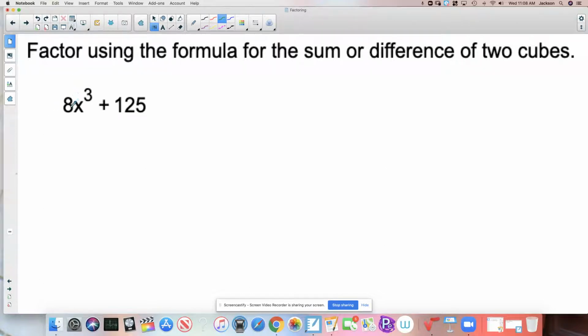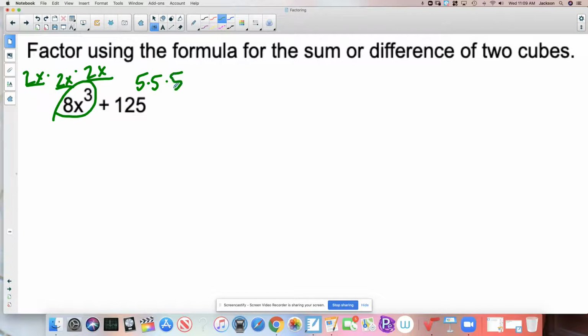But what we can look for is, are these both perfect cubes? Is it possible to produce 8x cubed by doing something times something times something? Now, obviously, we can use an x in each one of those factors, right? But can I produce 8 by multiplying the same number by itself 3 times? And yes, 8 is 2 cubed. So we have 2x times 2x times 2x. That's going to produce 8x cubed.